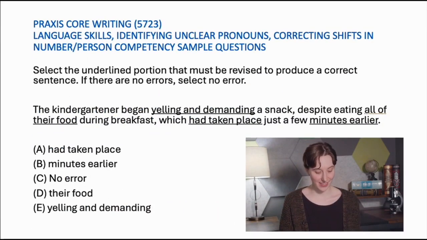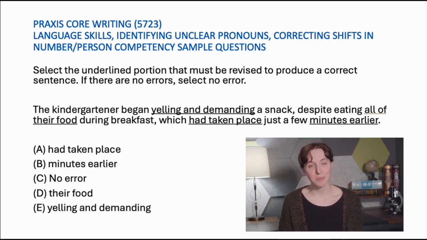Next question. Select the underlined portion that must be revised to produce a correct sentence. If there are no errors, select no error. The kindergartner began yelling and demanding a snack, despite eating all of their food during breakfast, which had taken place just a few minutes earlier. A, had taken place. B, minutes earlier. C, no error. D, their food. Or E, yelling and demanding.